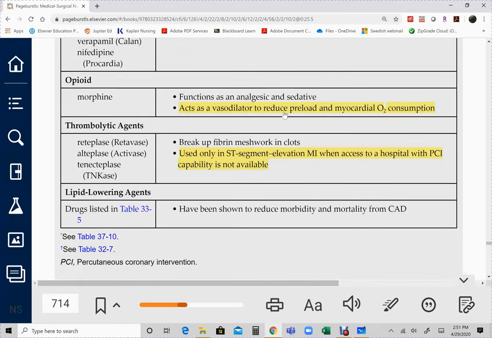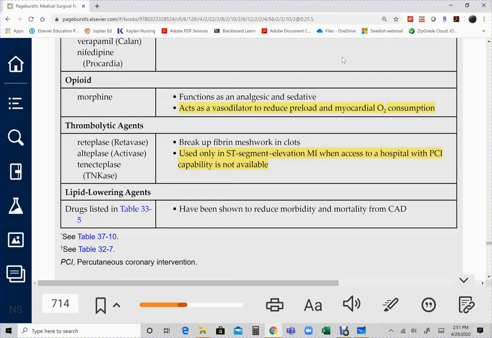You have probably heard of the acronym MONA. It's morphine, oxygen, nitro, and aspirin. But just a warning, it's not given in that order. It's not morphine first, oxygen next, then nitro, and then aspirin. It's just a nice acronym. What actually happens is either ONAM or OANAM, which kind of sounds weird. So it's oxygen first.